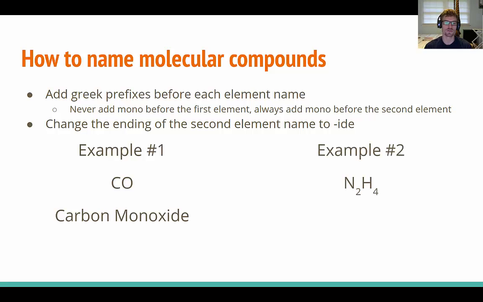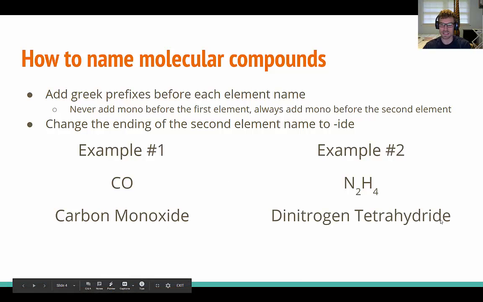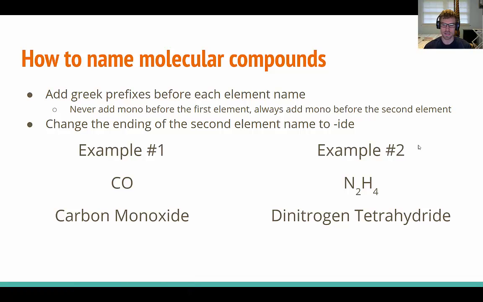We've got N2H4. All right, so we need to go back to our list of the Greek prefixes. So N2. The 2 refers to the number of nitrogens. So how many nitrogens do we have? We got 2. Greek prefix is di. And then for the hydrogens, we've got 4. That's tetra. So this is going to be dinitrogen tetrahydride. Again, notice we've added the IDE endings to each of those elements. All right, so that's pretty straightforward, right?